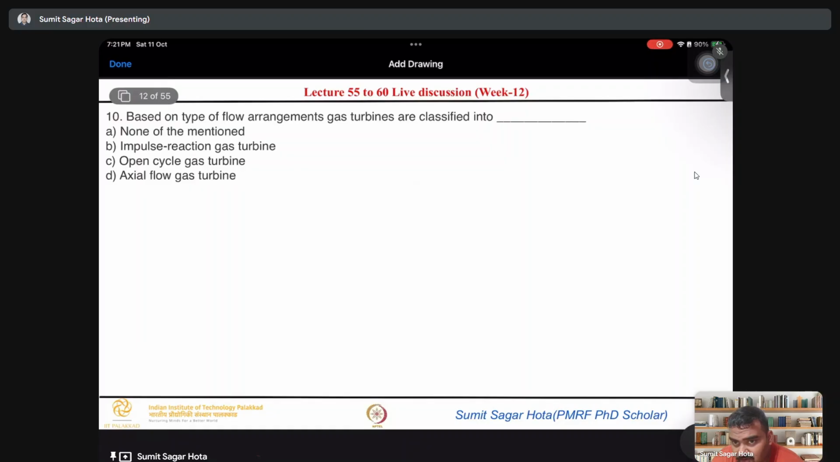Based on the type of flow arrangement, gas turbines are classified into dash. Depending on the flow arrangement, there are two types of flow: one is the axial flow, one is the radial flow. So there are two types of gas turbine: one is the axial flow gas turbine, one is the radial flow gas turbine.